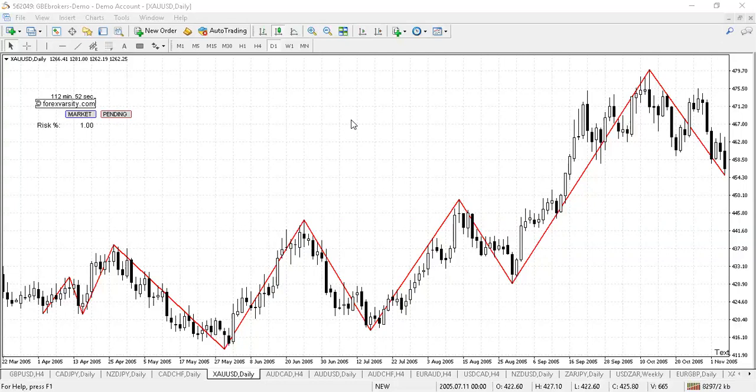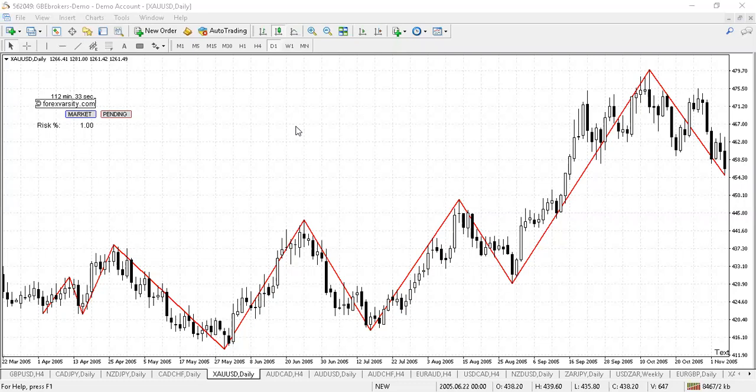Using channels to predict where price might go when trading is one of those questions that we get asked a lot. Basically, you enter a trade and when should you think about taking your profits? Well, this is one technique that you can use which might help you.